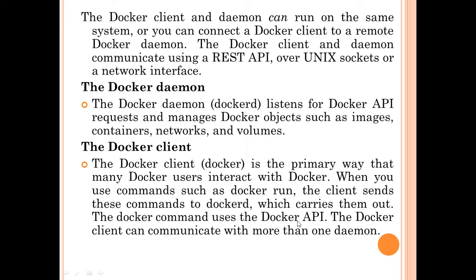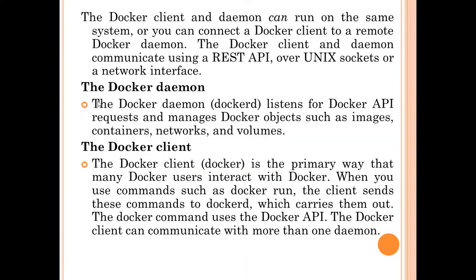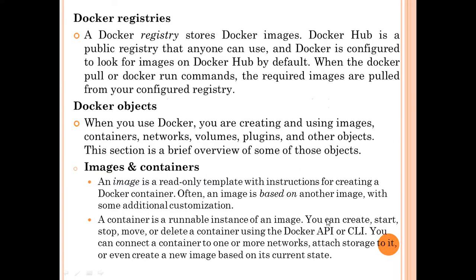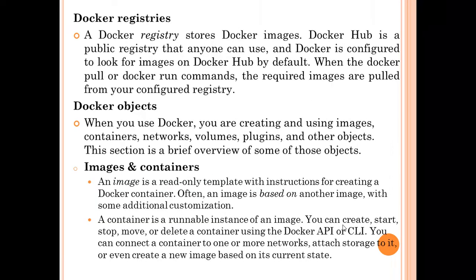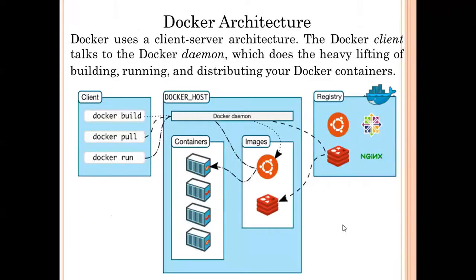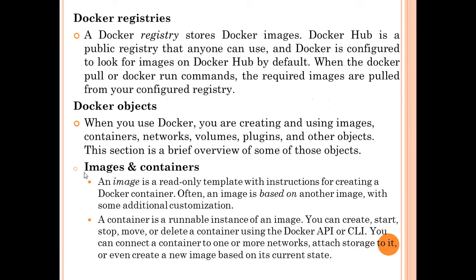Once the user has given the commands, if both Docker host and client are located on a single system, it is fine. If they are at different places, they will be able to interact with API. One more thing, see this. The Docker client can communicate with more than one daemon. So it is not required that we need to have only a single client interacting with a single Docker daemon. There might be multiple Docker daemons with which a single Docker client can interact.